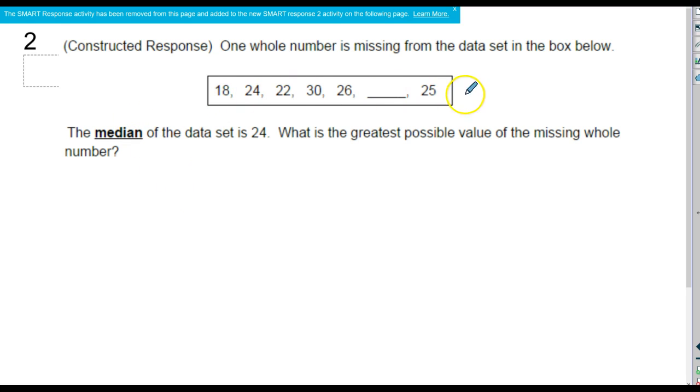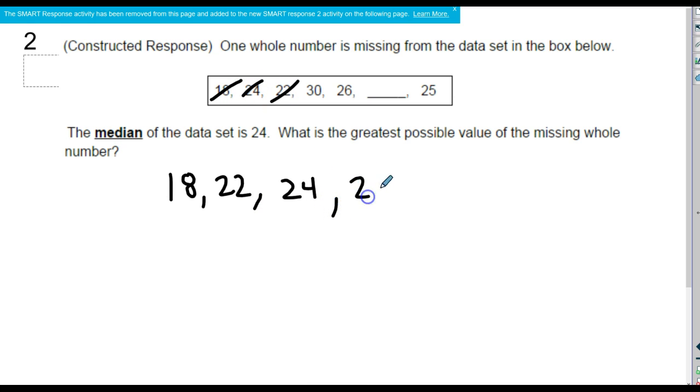So I'm going to start off by putting these numbers in order, right? So I have 18, I have 22, I'm going to cross them off as I go. I have 24, and then 25, 26, and 30. Now it tells me that there's an extra number in here. I'm going to just put that here at the end as a blank space.